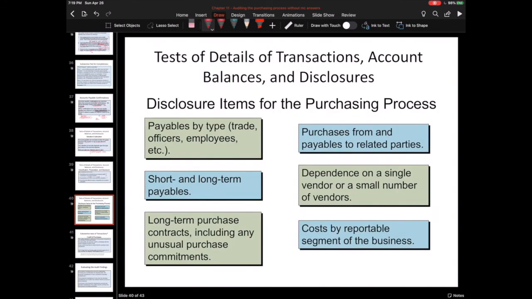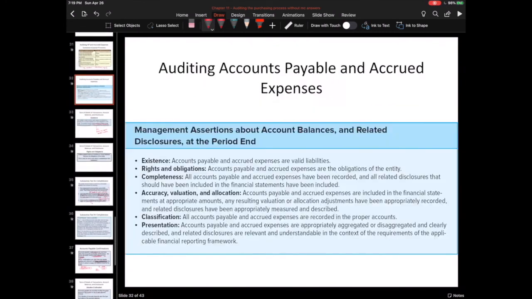And these are some disclosure items for the presentation and disclosure assertion. So these are things we typically would need to disclose in our footnotes. So things like segment reporting, if we have any long-term purchase commitments, things like that, those need to be disclosed. So this is just saying to keep all those in mind. So we just went down the list of substantive procedures to test AP and accrued expenses. So those are substantive procedures related to management's assertions for account balances as of period end.